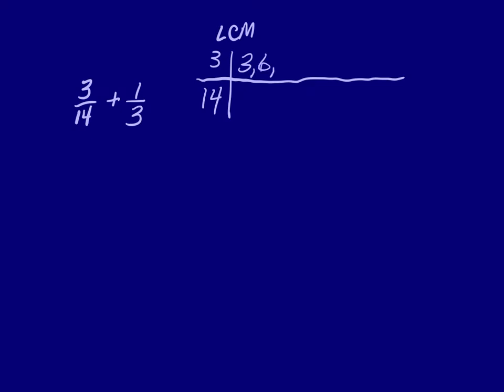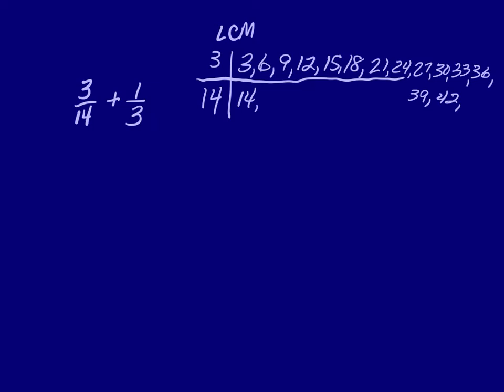So we're going to go 3, 6, 9, 12, 15, 18. Still have nothing in common there. So we're going to keep going. 21, 24, 27, 30, 33, 36, 39, 42, and we're going to stop there and start our 14s. 14 plus 14 is 28. 28 plus 14 more is 42.